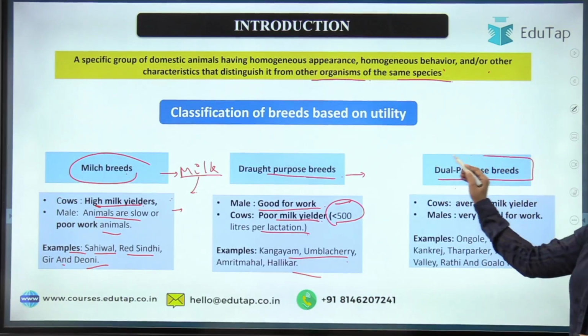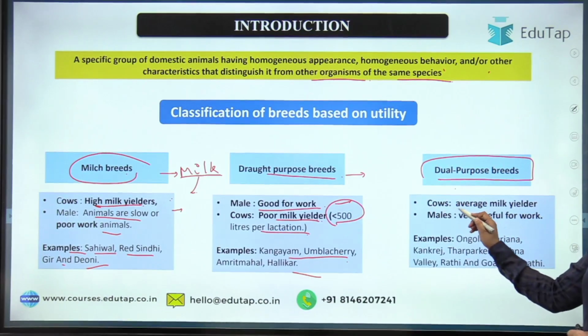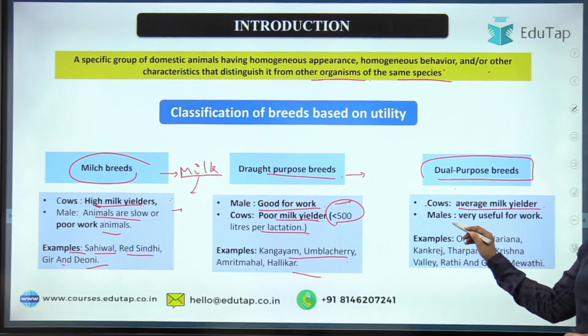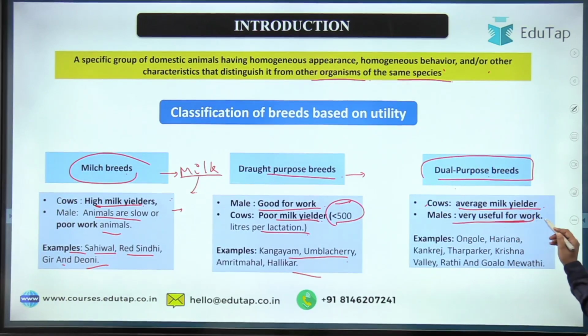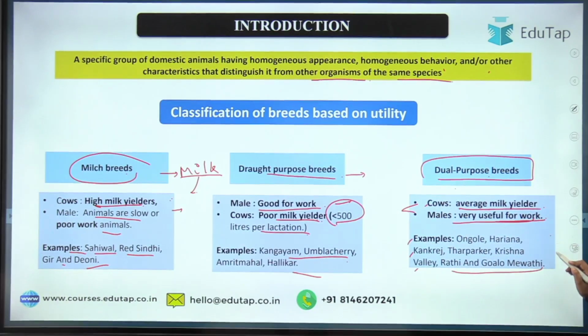Talking about the dual purpose breed, they are average both ways. The cows are average milk yielders, and the males of the dual purpose breed are very useful for the work. So you can use them both ways. You can read an example here quickly.